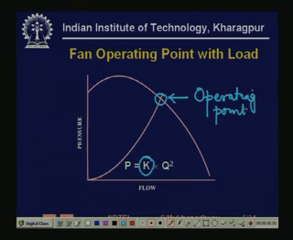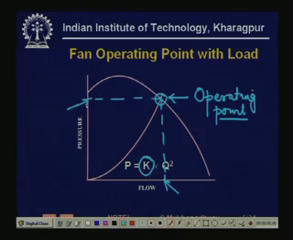So immediately if you connect, this is the flow and this is the pressure which are going to be established. The pressure which will be established, if you connect this pump with this load, this flow will be established and this pressure will be established, right.